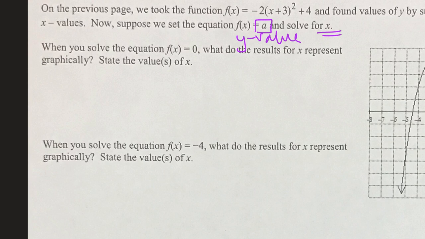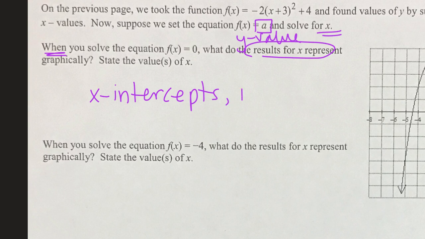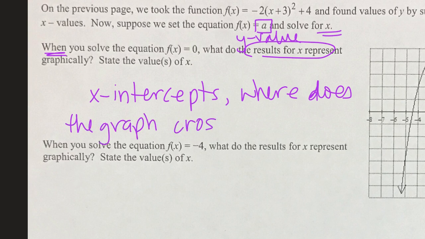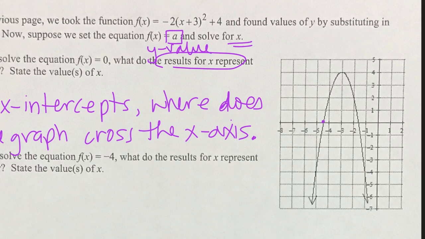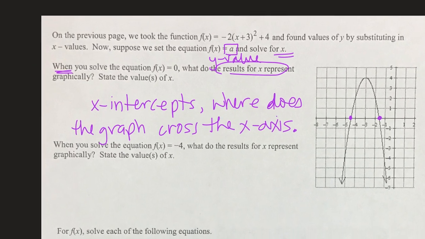When you solve the equation, what do the results represent for the graph? Okay, so when you solve f of x equals 0, you are finding the x-intercepts of the graph. Okay, where does the graph cross the x-axis? At those points. You are answering that question. Where does the graph cross the x-axis? Right, you are answering that question. Where are these two values where the graph crosses your x-axis?